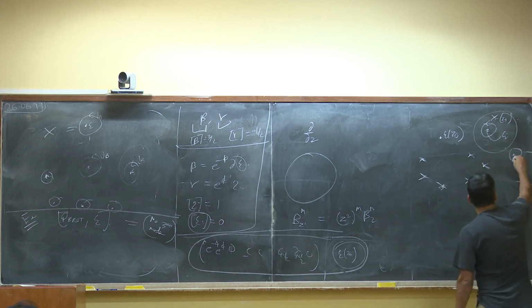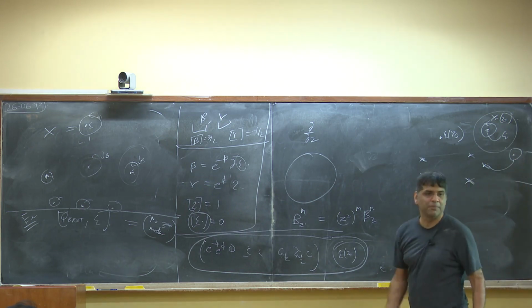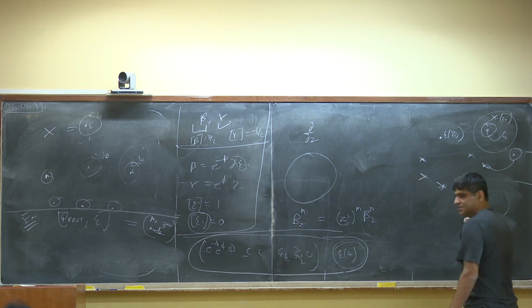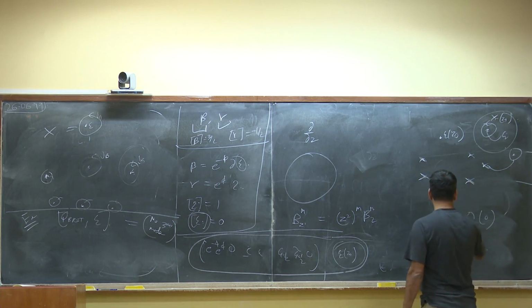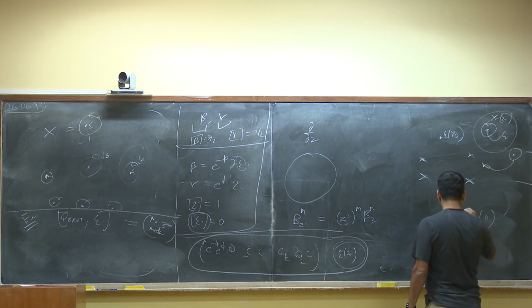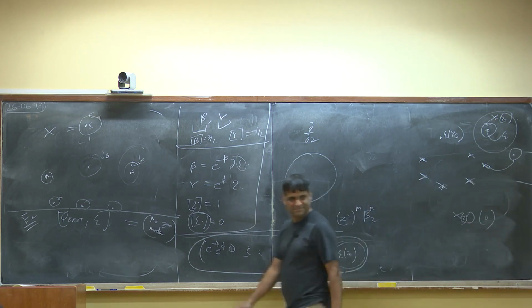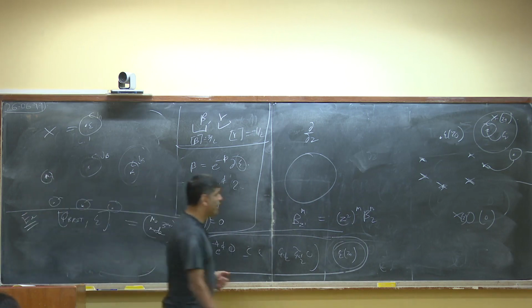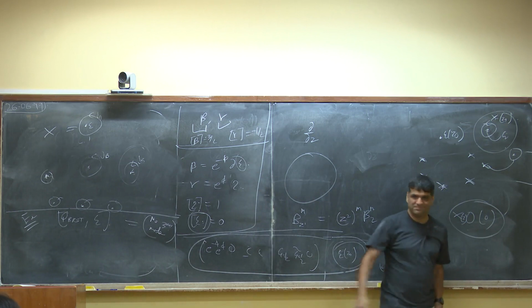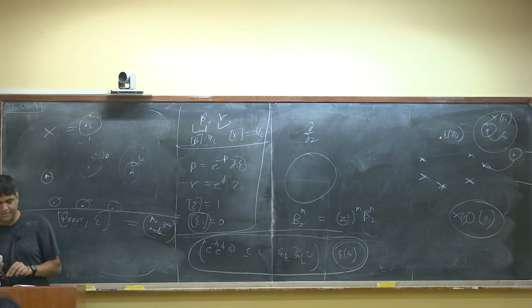In order to do that, since this operator doesn't depend on where you put it, I'll take it very near one of the operator insertions. So suppose this operator was O at 0. And then I take this x operator at z near it. Is this clear? Now I want to compute what I get when I do this. So let's go ahead and do that.